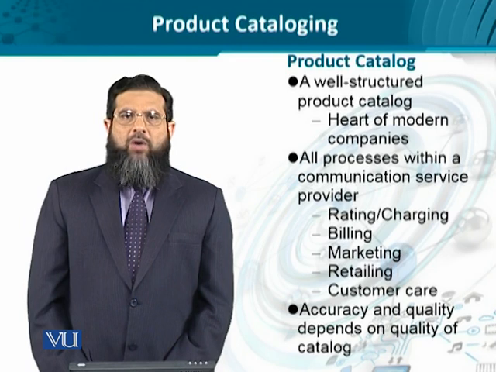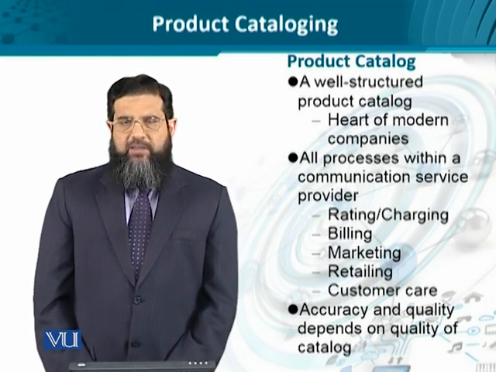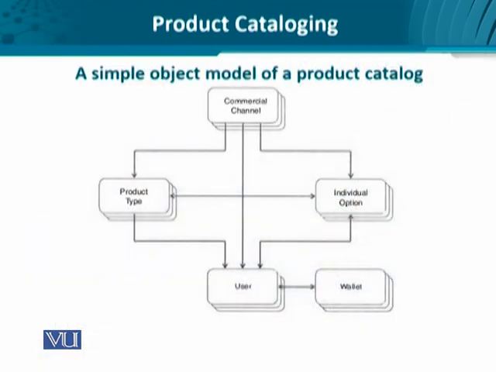Now, the quality of the service and the quality of billing is directly related to the accuracy and the quality of the catalog which is developed. Let's look at the relationship between the product catalog and the aspects which are included in here. This particular object model is of a product catalog in which we have the product with various types and in each type with various options. A product could be offered to more than one user. A user is actually an individual with an account. The account is sometimes known as a wallet. Each option can be offered to a user or a group of users, and multiple users can have multiple options. It means we have a one-to-one, a many-to-many, and a one-to-many relationship in here.